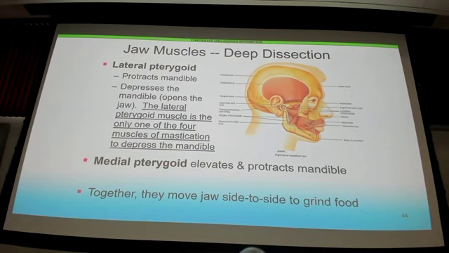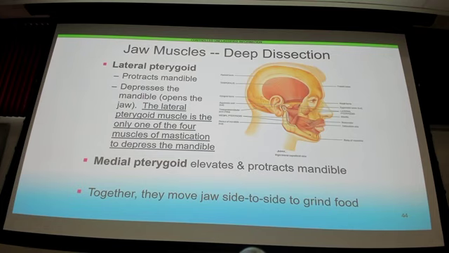The lateral pterygoid on each side is going to help protract the mandible. It can bring it forward, and it also helps to depress the mandible. If you look at all four of the muscles of mastication, this is the main one that helps to depress the mandible.